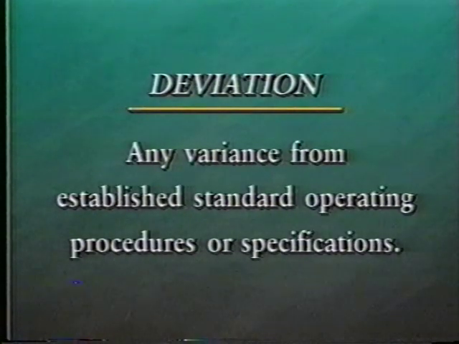Before we get into the details of error management, it is a good idea to define some relevant terms. First, let's look at the word deviation. A deviation is defined as any variance from established standard operating procedures or specifications, regardless of whether or not the deviation affects product quality. This means that anything that is not performed according to our SOPs or manufacturer's instructions can be considered a deviation, even if what is done actually improves the product quality.